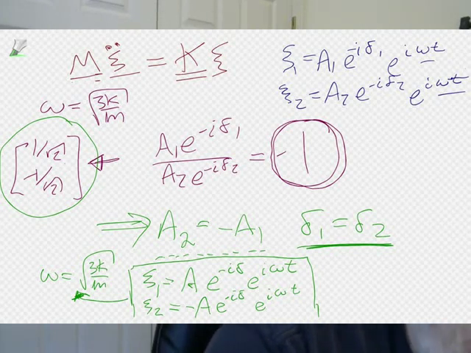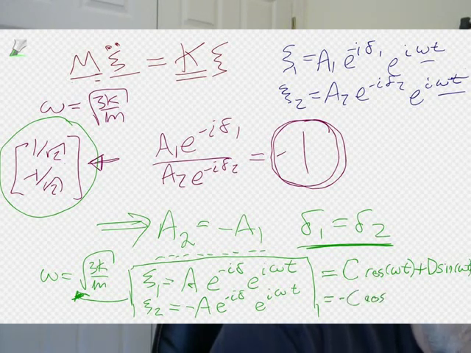A and delta are determined by initial conditions. Depending on what delta is, you'll have a different amplitude on the other, on the psi thing. So really, if you linearly combine them together, the total solution, I'll use different constants here, is C times cosine omega t plus D times sine omega t for xi1. And for xi2, it's minus C cosine omega t minus F, skipping E because it looks like energy, sine omega t, right?